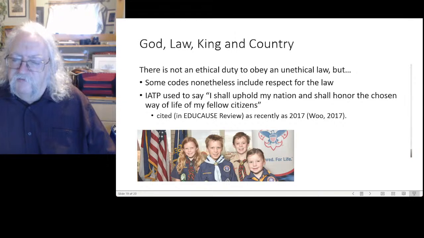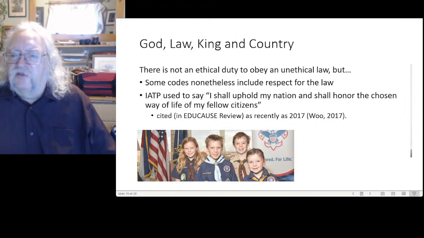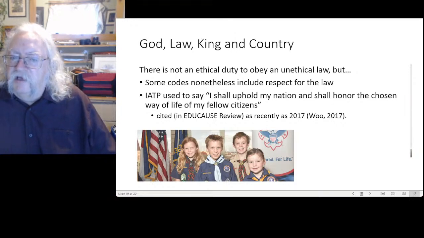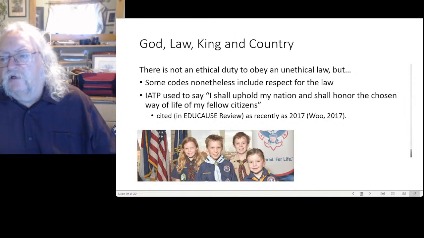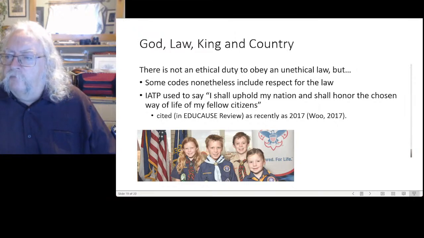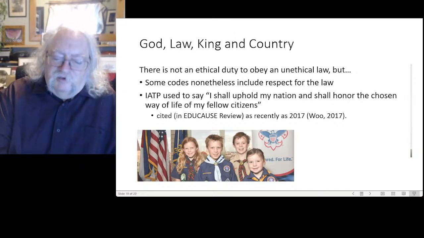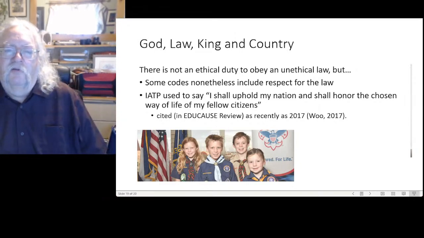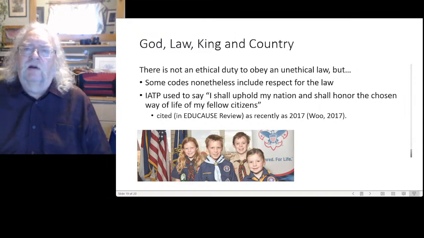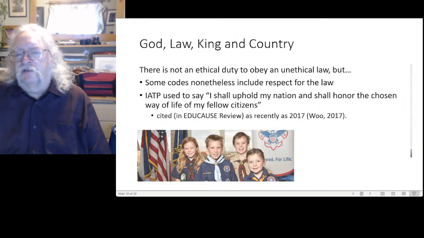Some codes specifically state that people have an ethical obligation of respect for the law. The IATP code, which was cited in EDUCAUSE Review as recently as 2017, states, or used to state, "I shall uphold my nation and shall honor the chosen way of life of my fellow citizens," which sounds like truth, justice, and the American way, although even Superman's slogan has been revised away from a specific reference to a specific country. Otherwise, we don't see that so much.